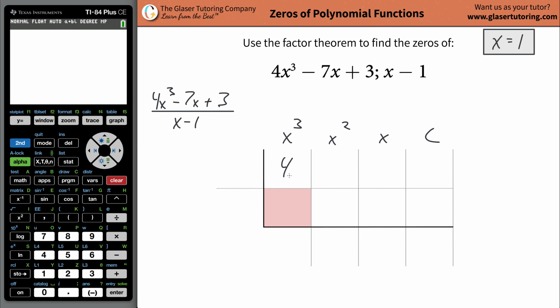Coefficient of the x cubed term is a 4. Coefficient of the x squared, oh, I don't see it. No big deal. Plug in a 0. Coefficient of the x term is a -7, and then your constant is a 3.